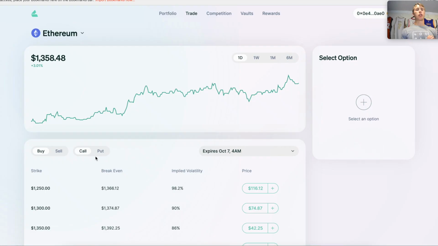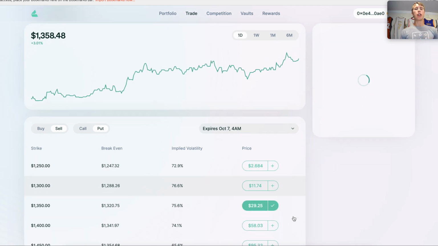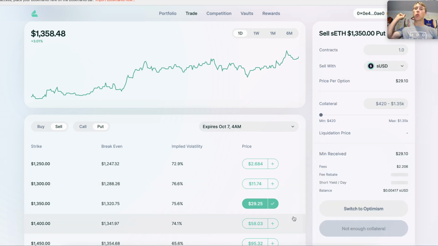I'll show you what it looks like on Lyra Finance. If I'm going to sell a put, let's say we're going to do a 1250 strike, or actually 1350 since ETH is at 1358. This means I'm willing to buy Ethereum if it goes to 1350. I'm basically getting paid for this limit order. You see this minimum received of $29? That means I'm going to receive $29 if I execute this option.